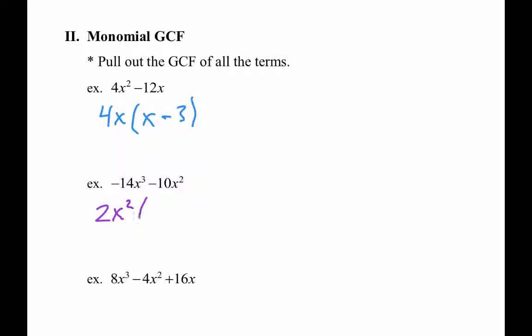If I do that, negative 14 divided by my 2 gives me a negative 7. And x to the third divided by x squared, I'm going to have 1x left. Again, if you wanted to check your work, you could look at it multiplication-wise. Negative 2 times negative 7 gives me negative 14. X squared times x gives me an x to the third. Now I do the same thing for the next part. Negative 10 divided by 2 gives me a negative 5. And then an x squared divided by an x squared just cancels out all my x's. So I'd have that there.